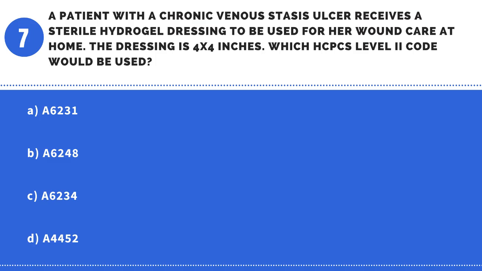Question 7. A patient with a chronic venous stasis ulcer receives a sterile hydrogel dressing to be used for her wound care at home. The dressing is 4 by 4 inches. Which HCPCS Level II code would be used? A. A6231. B. A6248. C. A6234. D. A4452.